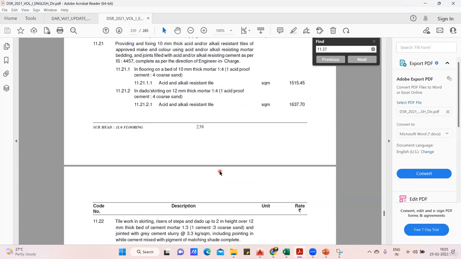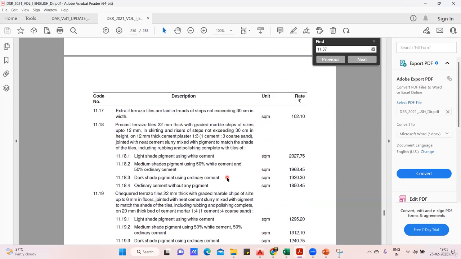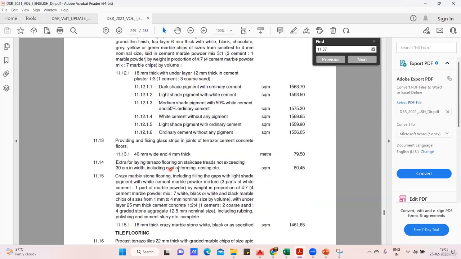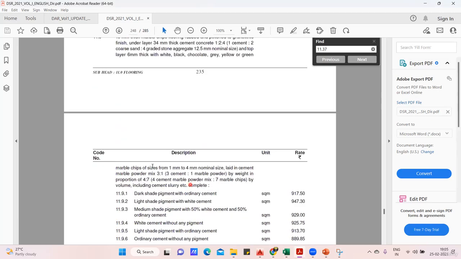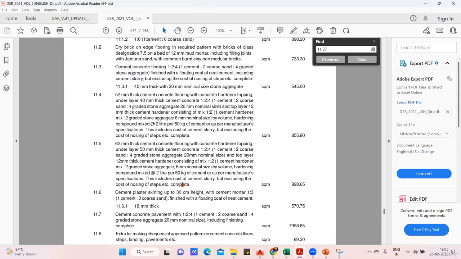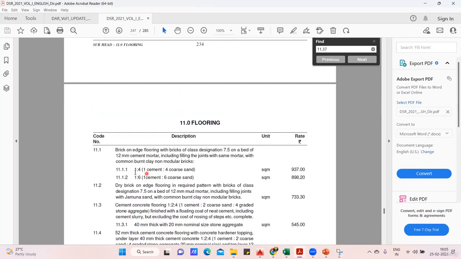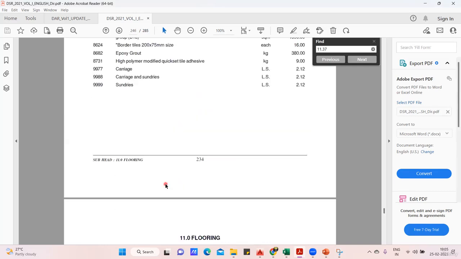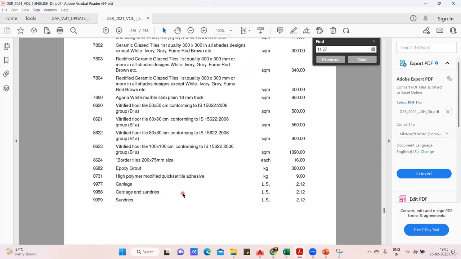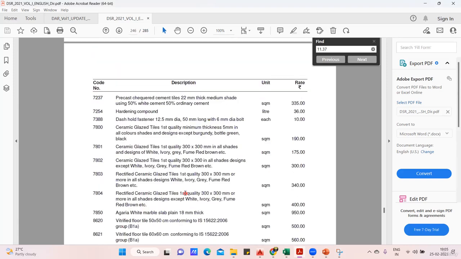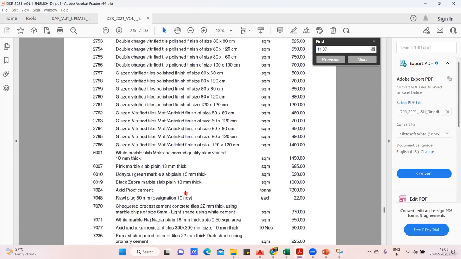Similarly, marble is done. Again, this is about tile flooring. Crazy marble. This is marble again. This is marble. Everything is marble. This is terrazzo flooring again. So based on that, each and everything they have given here, based on that, you're supposed to carry out. I think most of the things are covered. Only thing is you have to go through this. See, everything is given here.